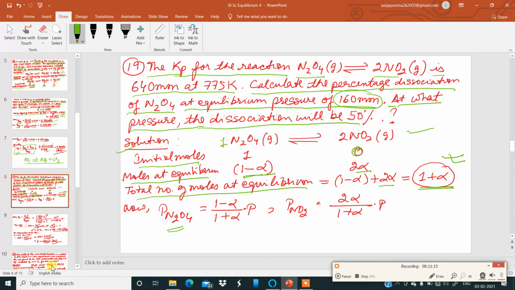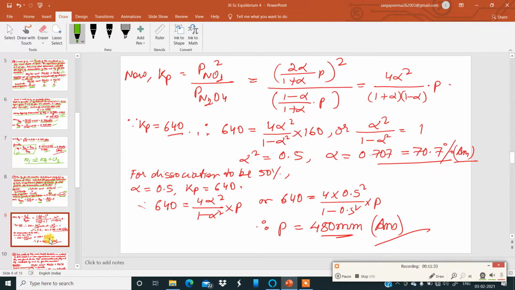The value of P is given over here, 160 millimeter. Similarly, the partial pressure of nitrogen dioxide is 2 alpha divided by 1 plus alpha into P. So the partial pressures of dinitrogen tetroxide and nitrogen dioxide have been worked out in terms of degree of dissociation. After that, apply the law of mass action to the equation and get the Kp relationship.